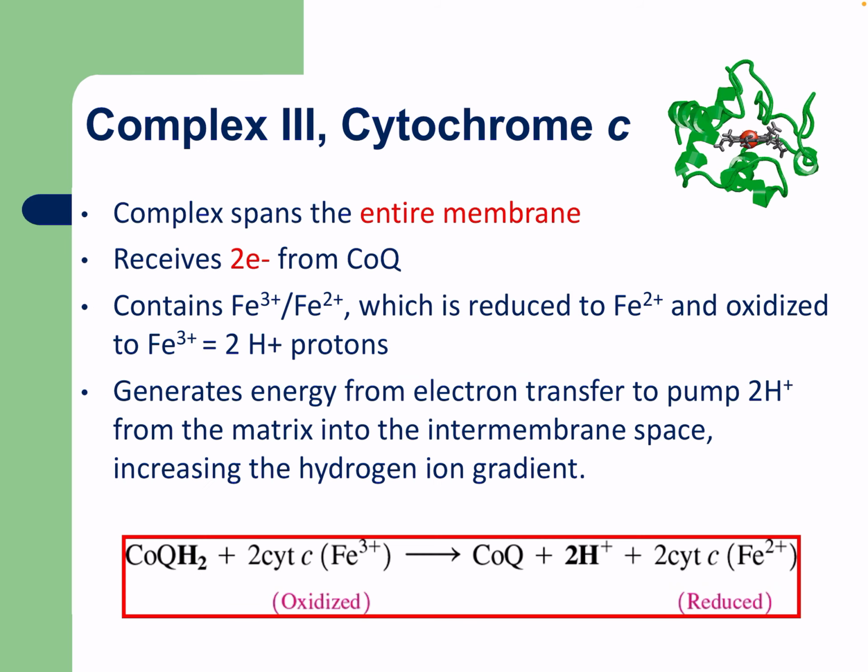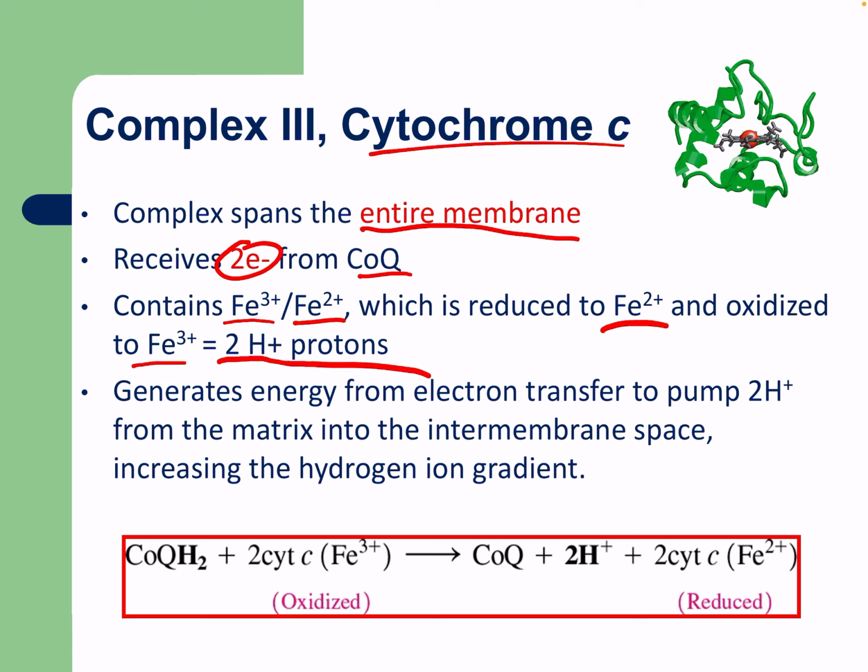So complex 3 and cytochrome C. Complex 3 spans the entire membrane and receives 2 electrons from coenzyme Q. It contains iron molecules, which are reduced to iron ions and then oxidized to Fe3 plus. So this generates energy from electron transfer to pump 2 hydrogen ions from the matrix into the intermembrane space, increasing the hydrogen ion gradient. So remember the gradient that we're talking about, building those hydrogen ions.